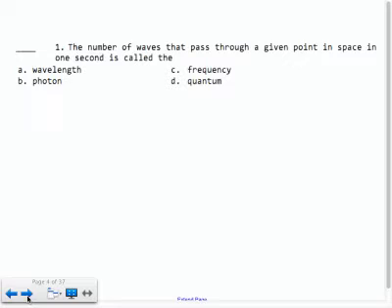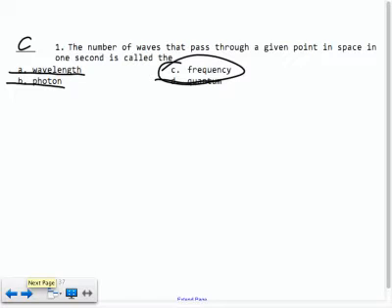Number 1. The number of waves that pass through a given point in space in 1 second is called the frequency. Answer choice C. Frequency is the number of waves per second. Wavelength is the distance between two waves. Photon is a particle of light, and a quantum is a unit of energy. So frequency is the number of waves per second.